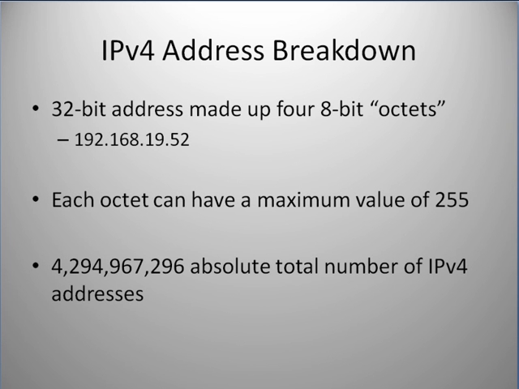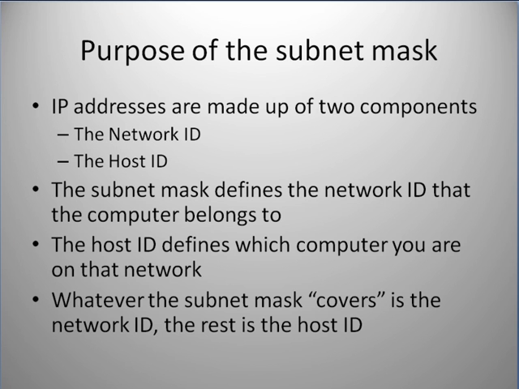And sort of trivial knowledge at this point in time, but there's over 4 billion available addresses for the IP version 4 address range. Now, the basic purpose of a subnet mask is to take your IP address and break it down into two main pieces of information, the network ID and the host ID. The network ID is what's going to define what network you're a part of, and everybody with the same network ID can talk to each other without the use of a gateway address. The host ID then specifies which host, which computer you are on that specific network. So whatever the subnet mask covers, essentially, is what your network ID is. Anything the subnet mask doesn't cover makes up the host ID.